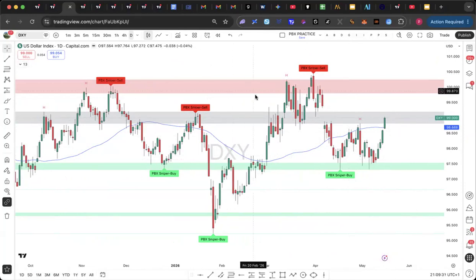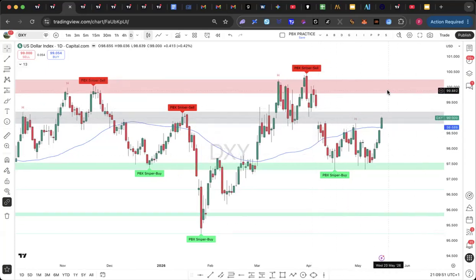So we want to look at the market holistically. We're starting from DXY as a major indicator for currencies. DXY still has some strong momentum to move up.